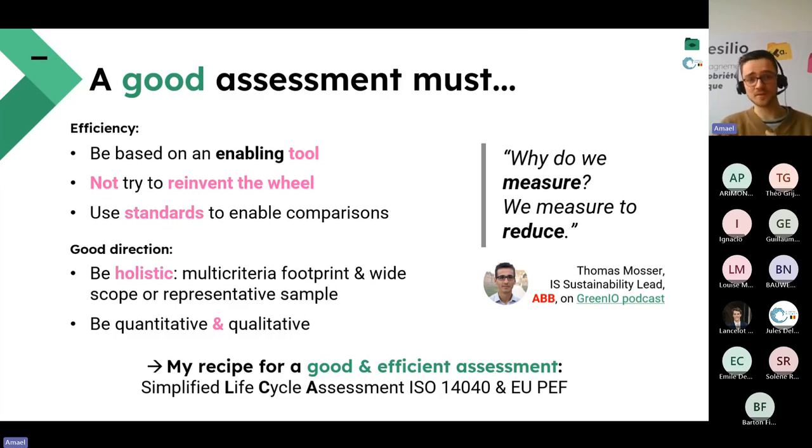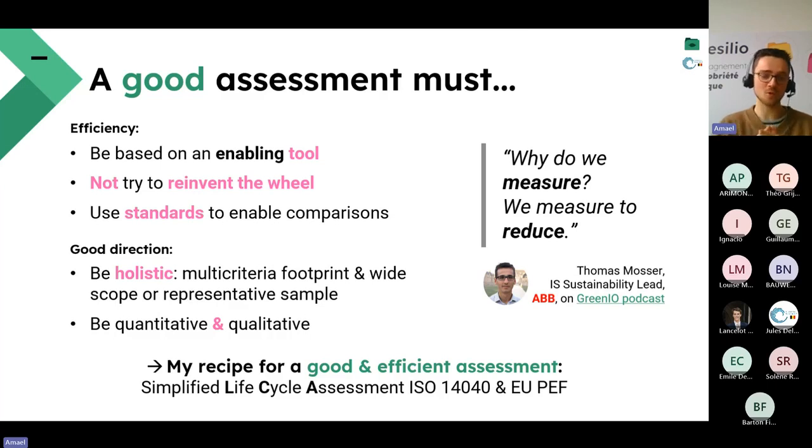And a second point is going in the good direction. So we need to be holistic. We need to have a holistic view, a multi-criteria footprint. Carbon is not the only problem we have, unfortunately. And not everything can be seen through numbers. So having numbers and quantitative analysis is good, but having qualitative information is right also.